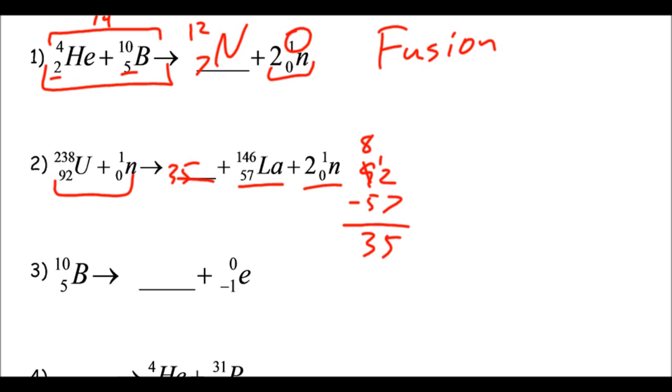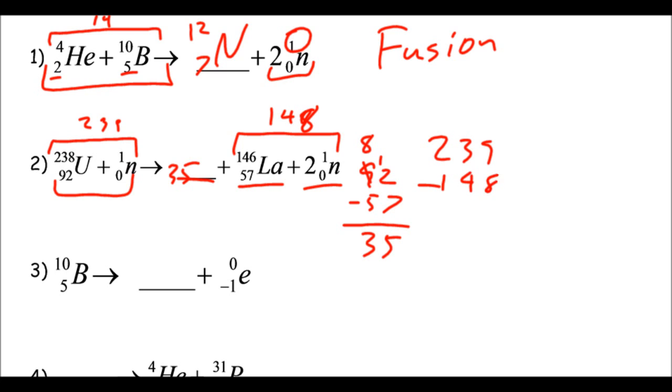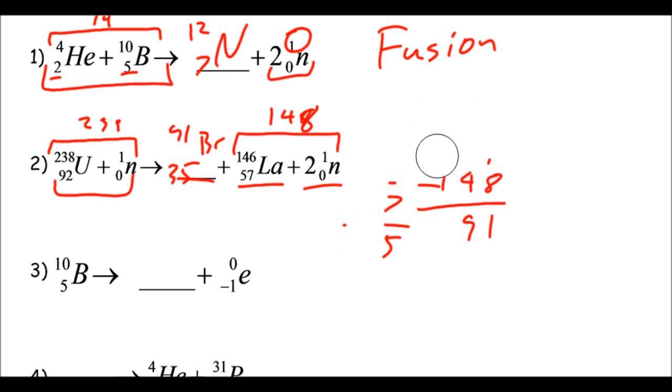In terms of the mass here, the mass on the left-hand side is 239. The mass here so far is 148. So when we subtract them, 239 minus 148, we have got a mass of 91. Now if we look on the periodic table, 35 corresponds to bromine. Now this right here, this is an example of nuclear fission. The reason why it's fission is because it is breaking apart.